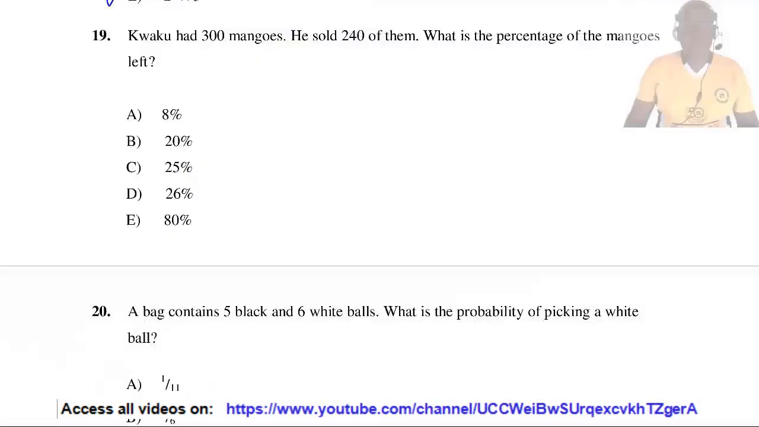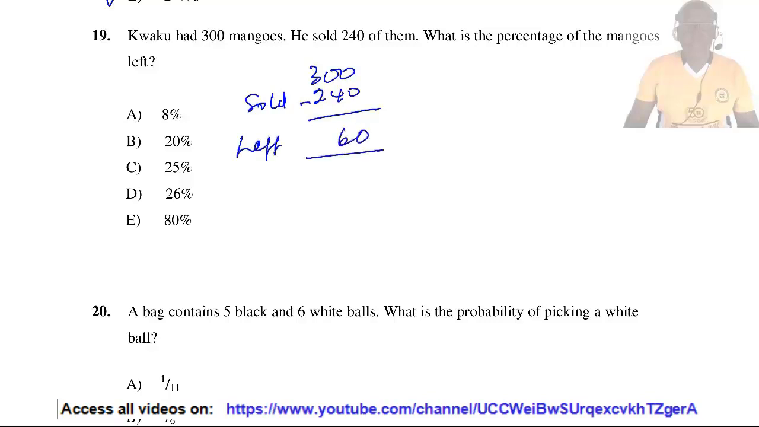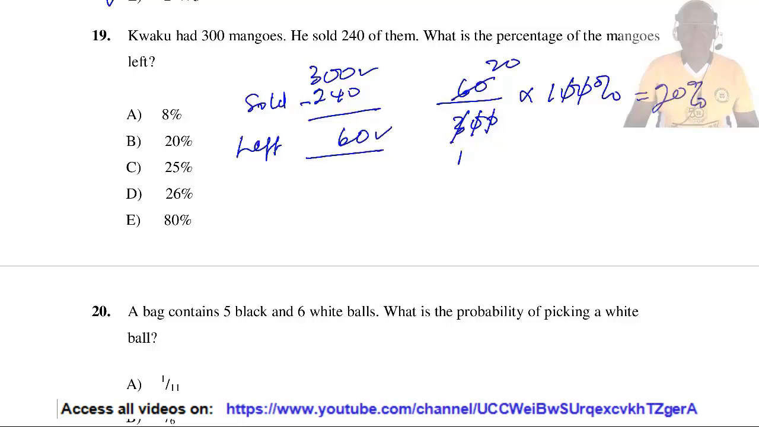Question 19. Kwaku had 300 mangoes. He sold 240 of them. What is the percentage of the mangoes left? The number left equals the difference, that's 60. The percentage of mangoes left is going to be 60 divided by the number of mangoes Kwaku had, 300, times 100%. Zeros will cancel out. 3 goes into 3 once, 3 goes into 60, 20. So 20%. So the answer is B.